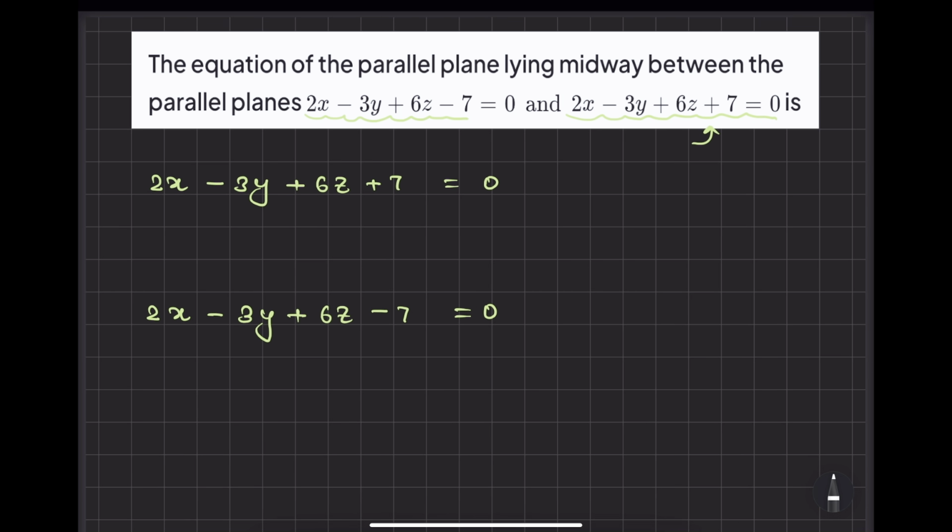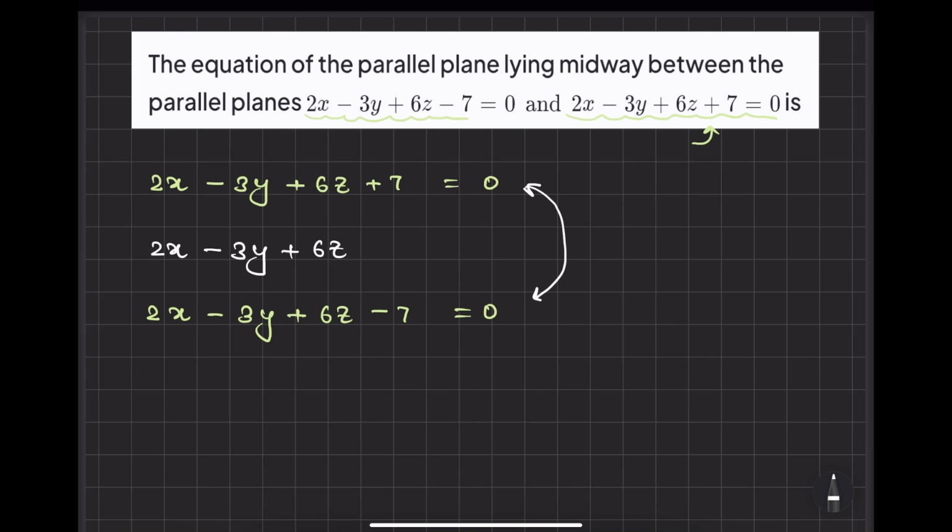Now look at this. If you observe the gap, first try to understand that your plane should be midway. Midway means it should also be parallel to the given two planes. So the x component, y component and z component will remain the same. So can I write 2x minus 3y plus 6z?